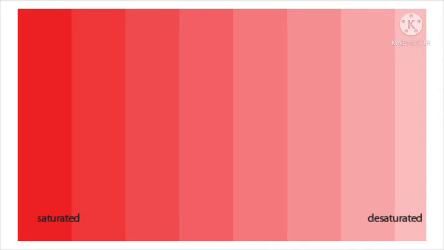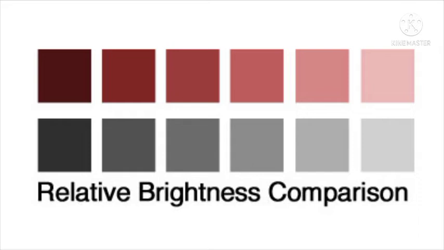What is saturation? Saturation is a range from pure color at 100% to gray at 0%. Saturation is sometimes referred to as color intensity. A fully saturated color is one of pure color, while a fully desaturated color appears as gray. Saturated colors draw attention due to their brightness and intensity. Last is, what is brightness?